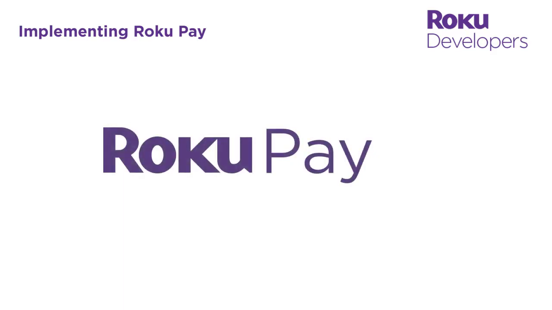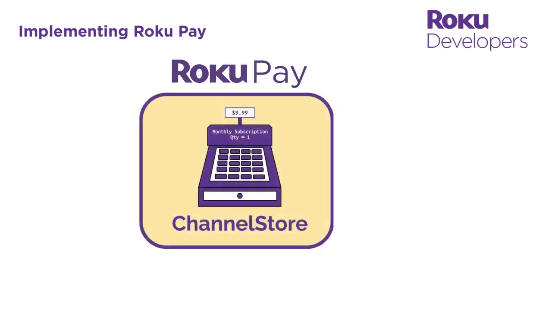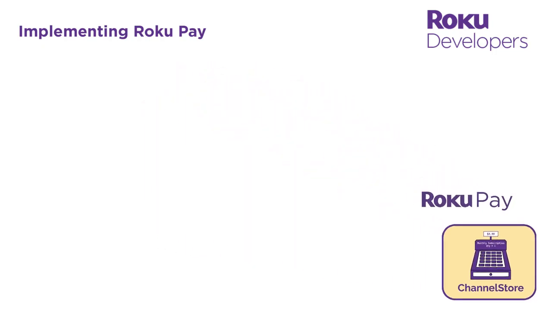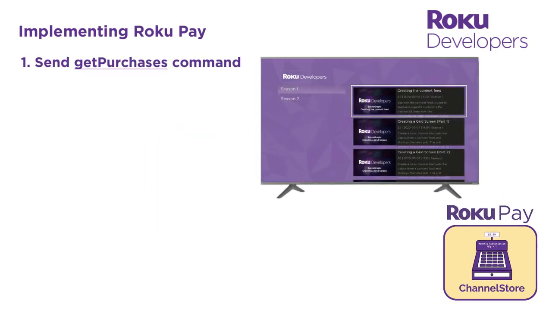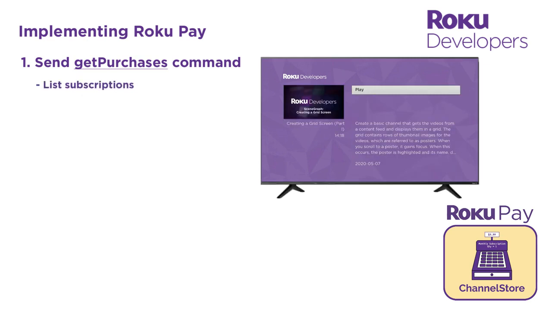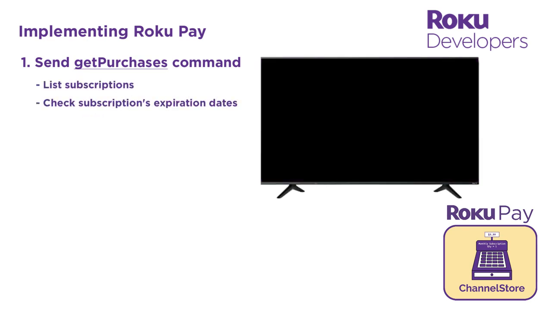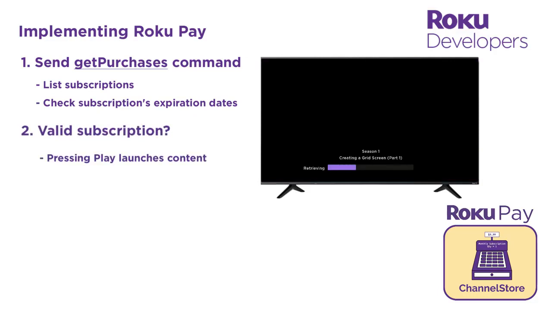We're now going to implement Roku Pay in our channel. We'll use the channel store component to verify access to content and manage subscription purchases. Specifically, we'll use the Get Purchases command to list the subscriptions associated with our Roku account and check their expiration dates. If we have a valid subscription, pressing the play button launches content into playback.